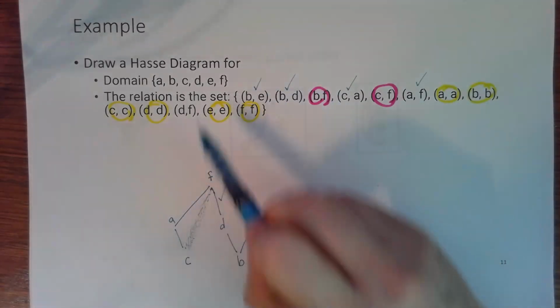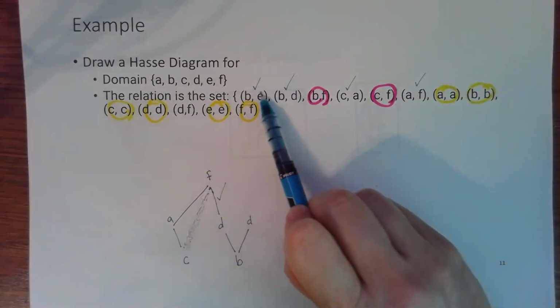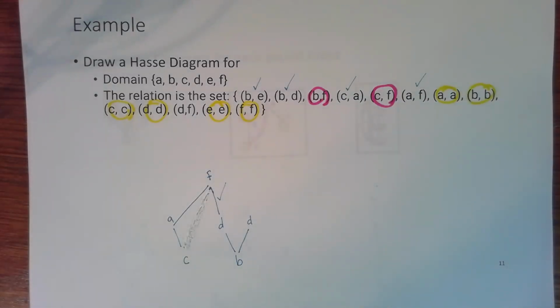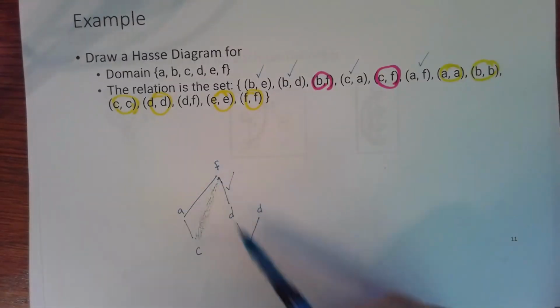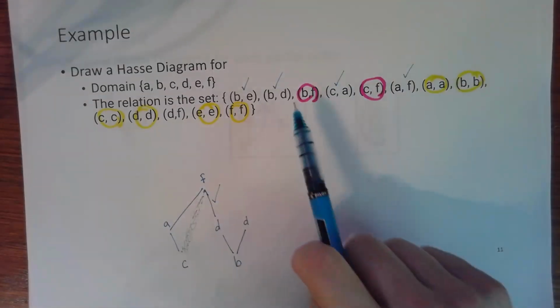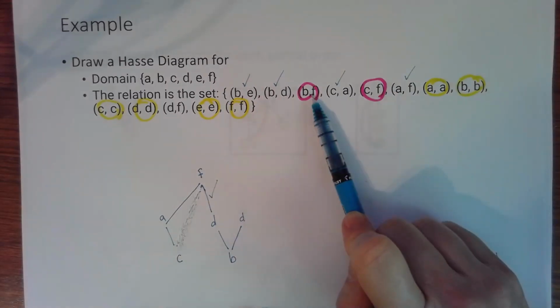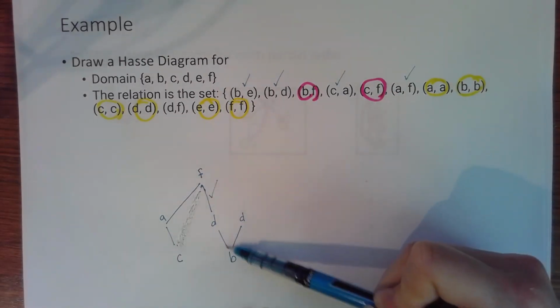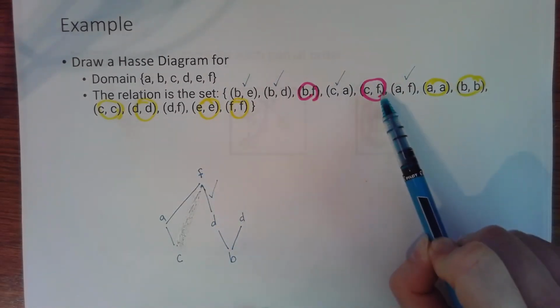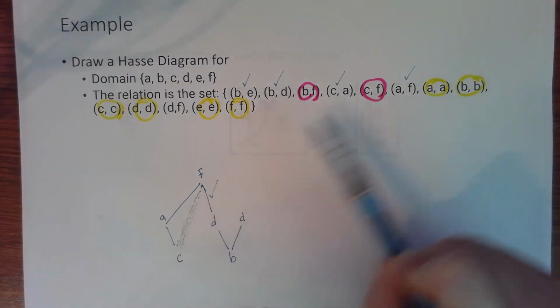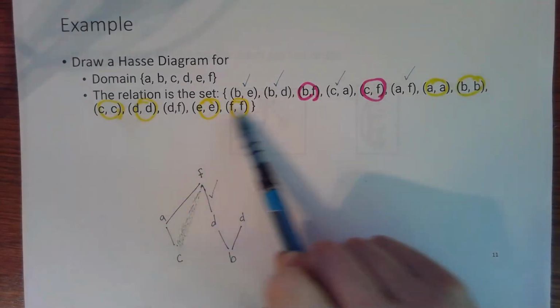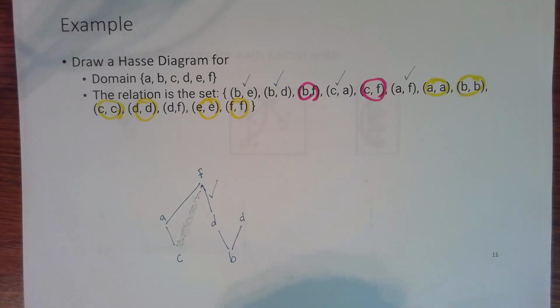So there's our D to F. So we should have 1, 2, 3, 4, 5 lines in there, and then all the rest of the relationships. So this B to F, there is an upward path from B to F. We've got that one in there. There's an upward path from C to F. We've got that one in there. And of course, all the self loops are implied.